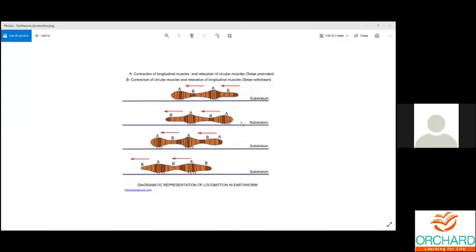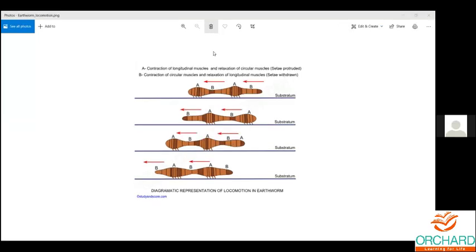Okay, page number 107. So this is how the movement of the earthworm is done. Earthworms have tiny hair-like structures which are called bristles. The tiny hair-like structures in the earthworm are called bristles.